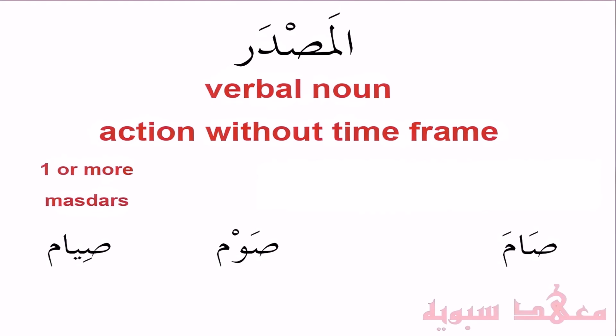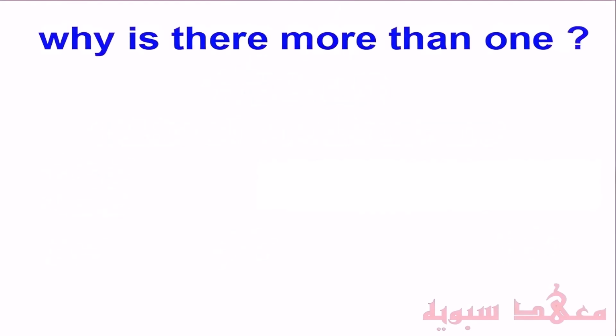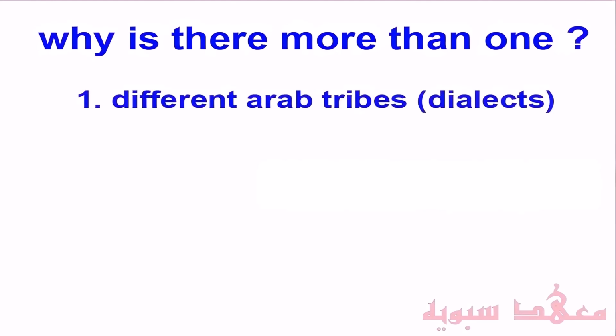So let's answer the question. Why do we have more than one masdar? There are two reasons. The first reason is based on the different Arab tribes and the different dialects they had. So we know that there was actually a number of different tribes prior to the revelation of the Quran. For example, we have the word kataba. Now we're taught that the masdar of kataba is kitaba. However, there's actually more than one masdar.